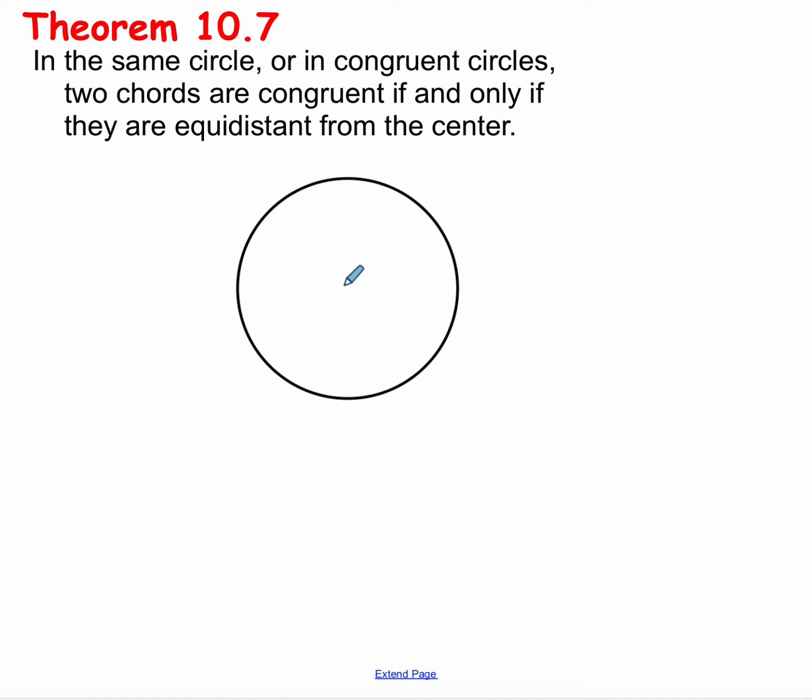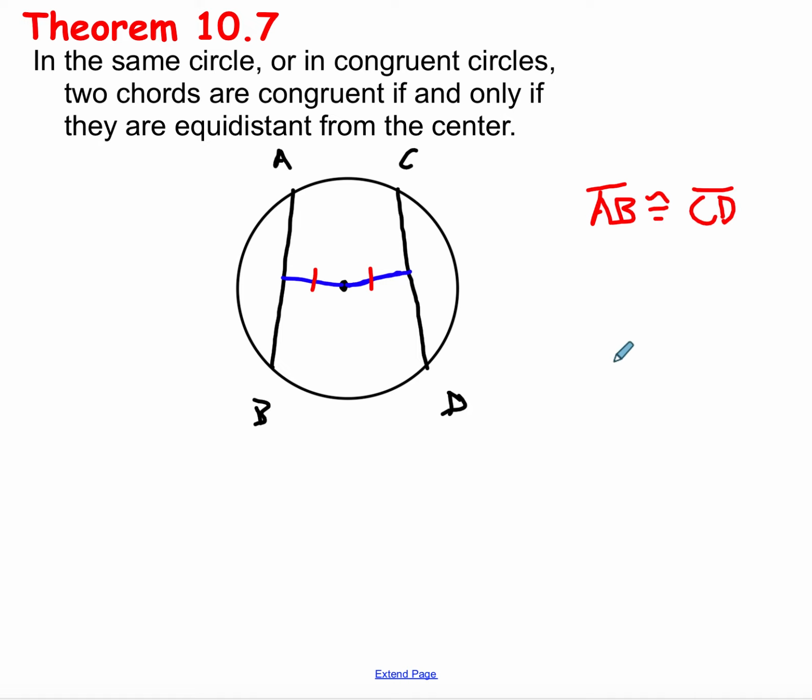I'm going to use our same picture as before. Here's the picture. Two chords. Okay, I'm going to try and draw them relatively the same. Those are close enough. One AB and one CD. Here's what this is saying. If these chords are equidistant from the center, if I were to draw a straight line from the center to this chord, and the center to that chord, if these distances are the same, then we know for certain that AB is congruent to CD. Okay? That these two chords are congruent if they are equidistant from the center.